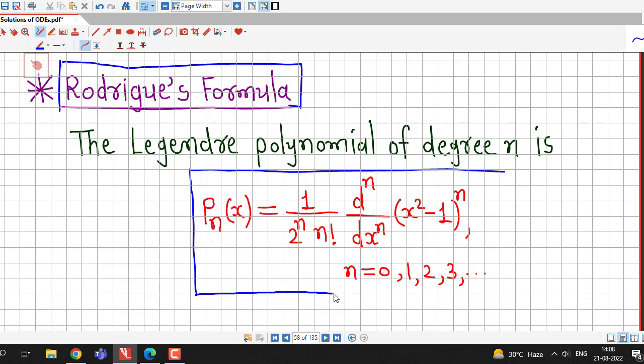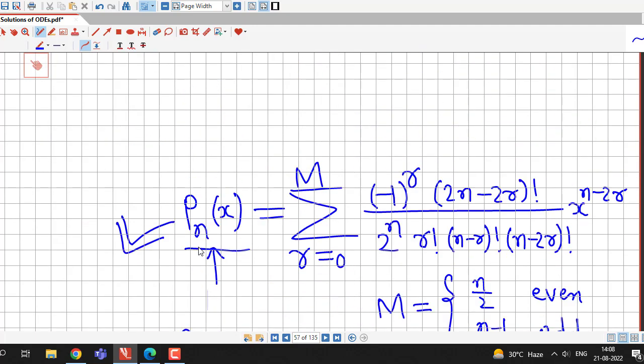Instead of that, we will remember or write the Rodrigues formula, and we will derive some Legendre polynomials using this formula. Rodrigues formula is given by P_n(x) equal to 1 divided by 2^n n!, times the nth derivative of (x^2 - 1)^n with respect to x, and n can take the values 0, 1, 2, 3 and so on.